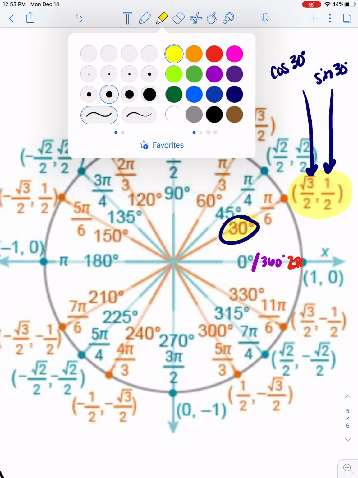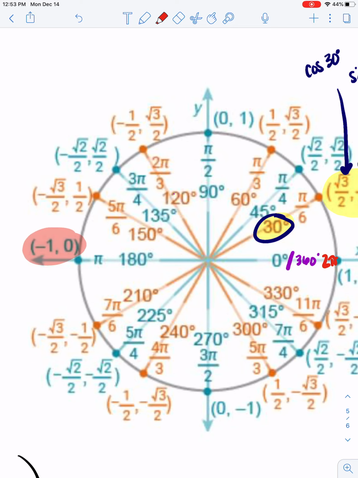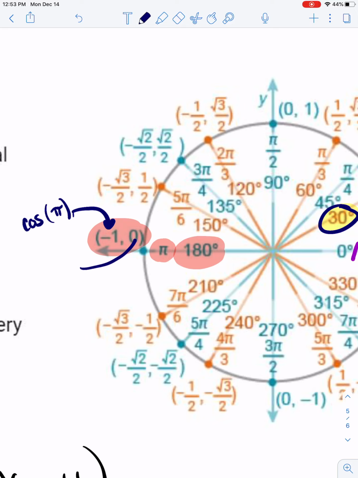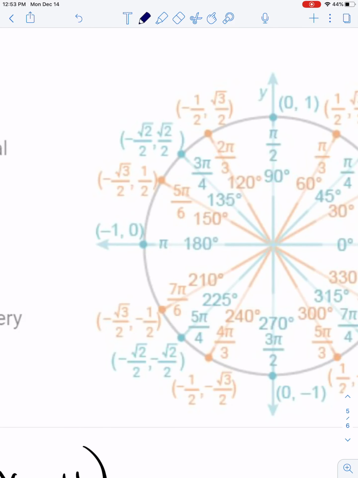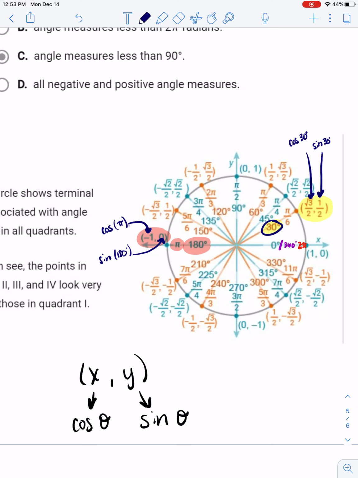I could pick any point on my unit circle. So I could say, let's look at this right here. And I could say, okay, what's the cosine and the sine of pi? Or I could say, what's the cosine and the sine of 180 degrees? Well, again, the cosine is my x value. So this is the cosine of pi. And the sine is my y value. So the sine of 180 degrees, or the sine of pi. Okay, so we can use either of those. So that's just a little bit about how we're going to use parts of the unit circle.